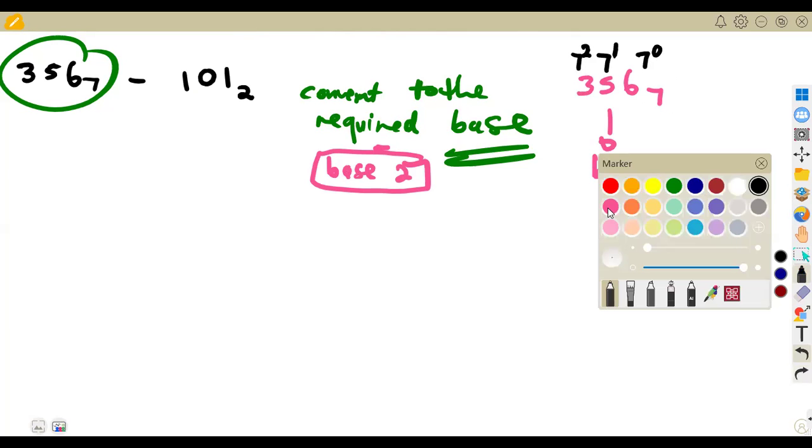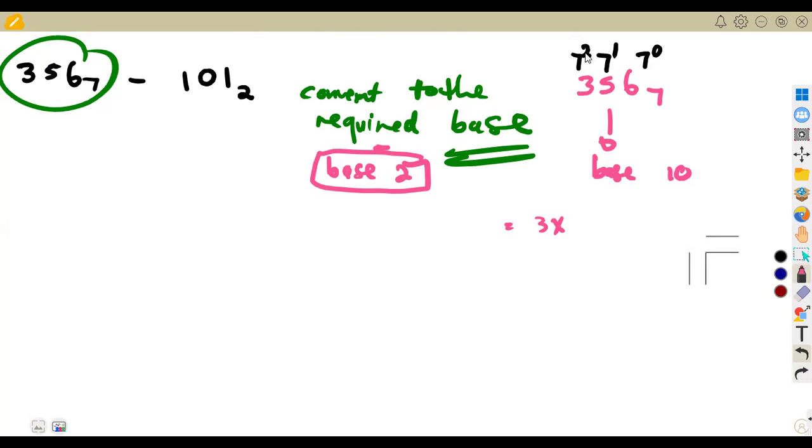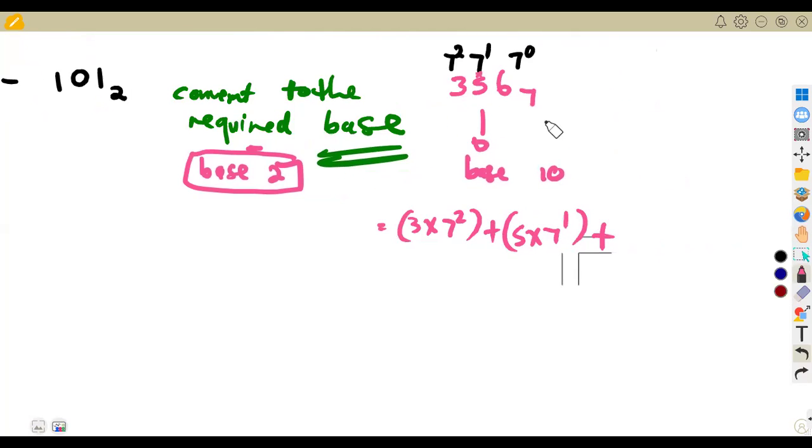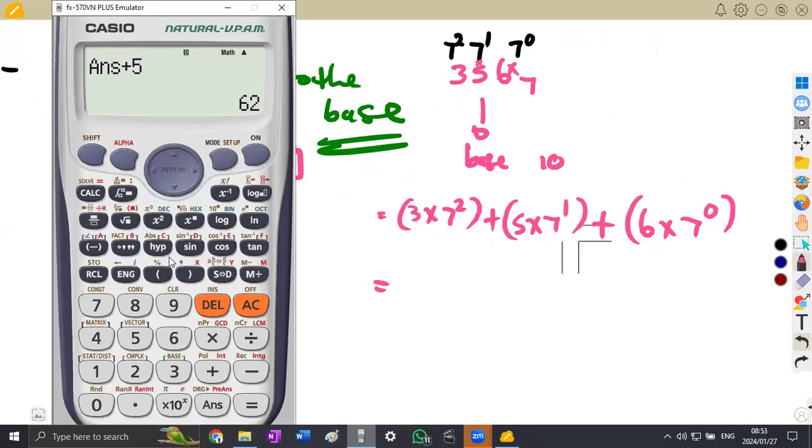So we're going to write this as 3 times 7 to the power of 2, plus 5 times 7 to the power of 1, plus 6 times 7 to the power of 0. So that's 7 squared, which is 49. Then 49 times 3, let us see, 3 times 7 squared on our calculator. That will be 147.